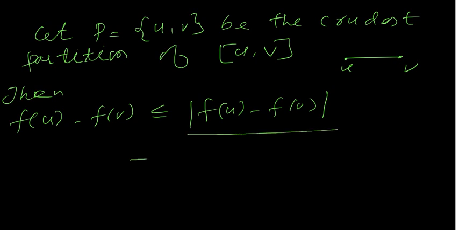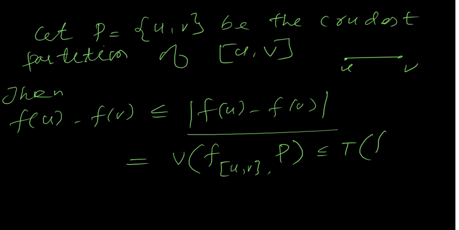So this is actually the variation of the function f over the interval uv with respect to the partition P. Okay, and this is always less or equal to its total variation, because the total variation is the supremum over all the partitions. This is less or equal to the total variation of the function f over the interval uv.